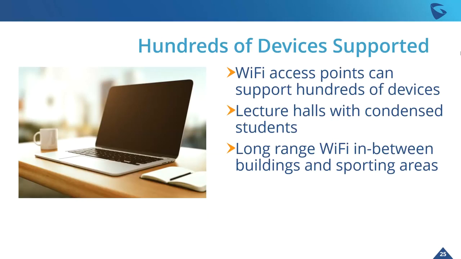All right, hundreds of devices can be supported with our GWN series, and definitely keeping all of the data transfer efficient there. So our Wi-Fi access points really help support hundreds of devices within the sort of university, lecture hall, classroom situations. So lecture halls with condensed students is perfect to use the GWN 76000. And then for long-range Wi-Fi in between buildings, sporting arenas and areas, parks, etc., within university deployments, individuals can still roam outside, both staff and faculty and students, while still being connected.